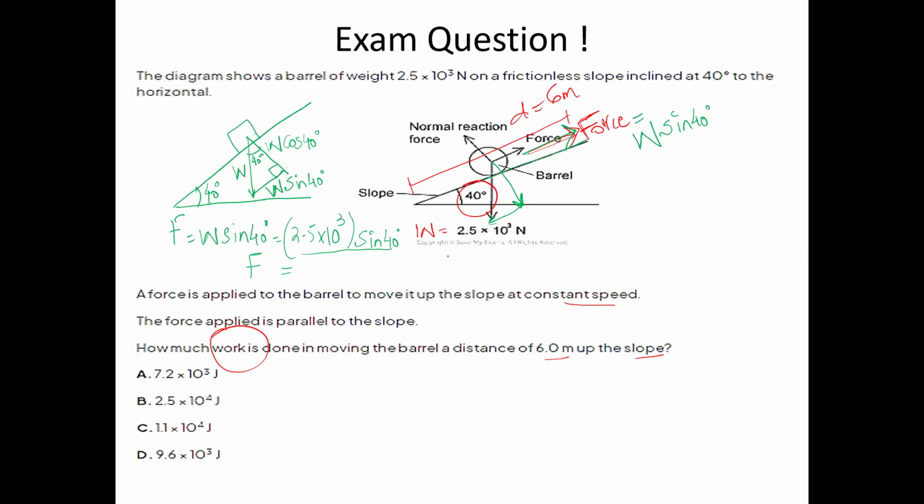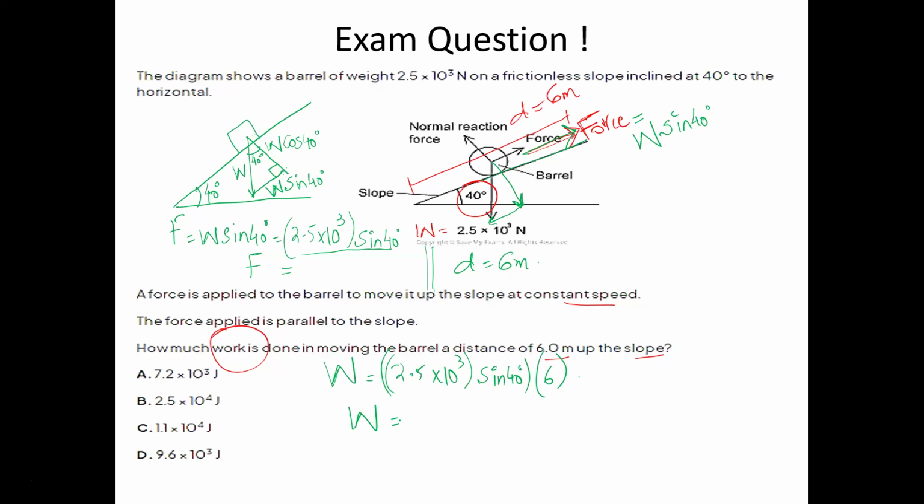Next, we also know that the distance covered is 6 meters. So to find out the work done, what are we going to do? This whole expression, 2.5 into 10 power 3 sine of 40 degrees, will be multiplied with 6. So yes, hurry up. Can anyone do the calculation for me?